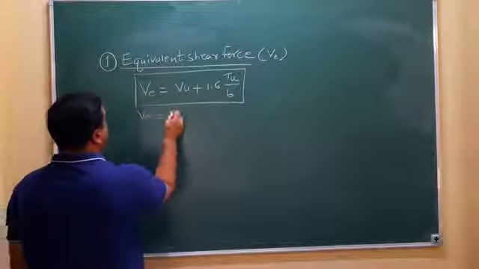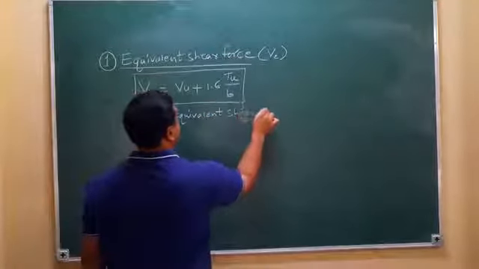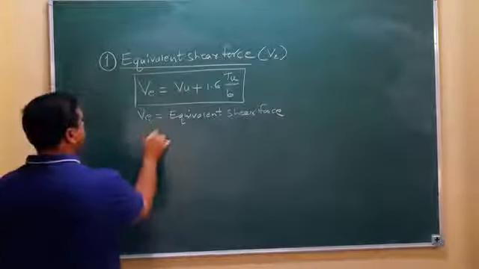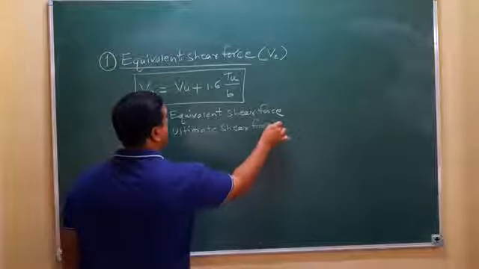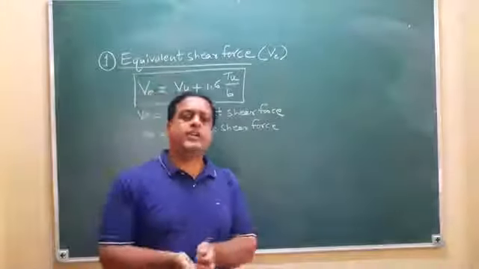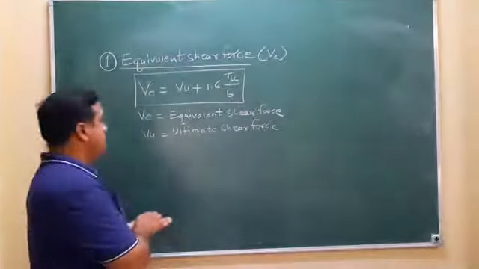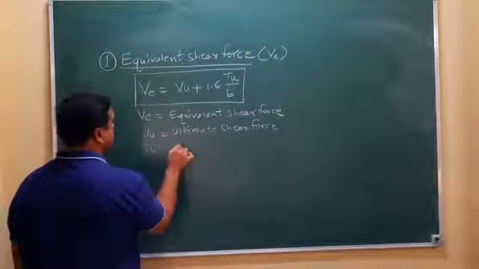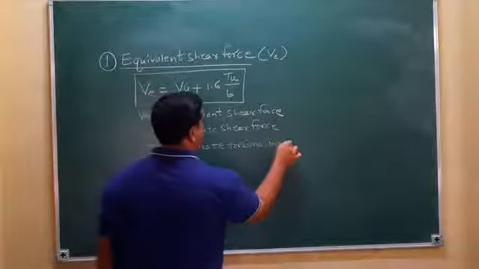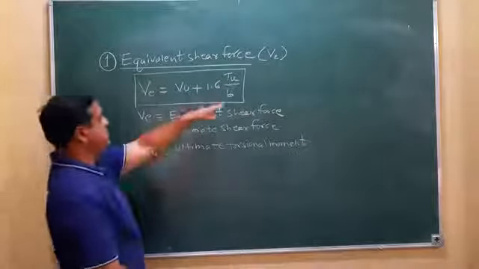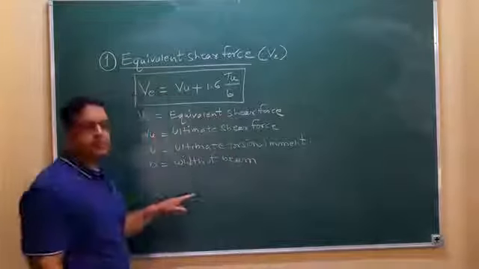Now, what is the VE? Already I told that it is the equivalent shear force. Now, what is the VU? VU is the ultimate shear force, that means the shear force developed due to the normal loading without consideration of a torsional moment. Now, what is the TU? TU is the ultimate torsional moment. And what is the B? B is the width of the beam.